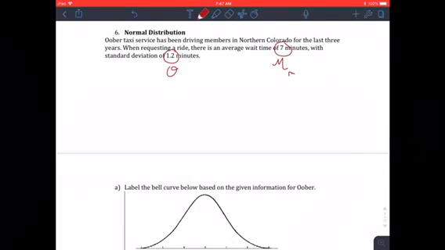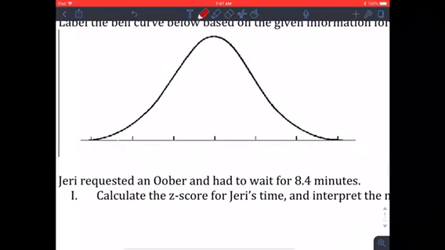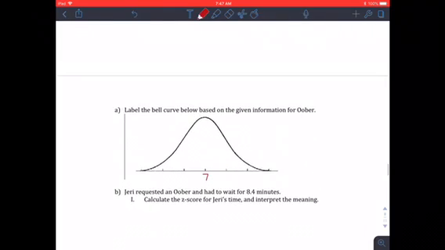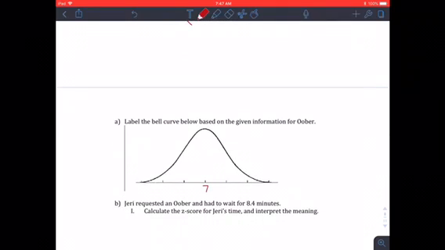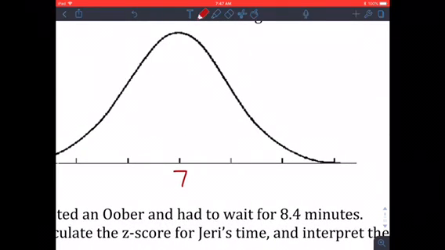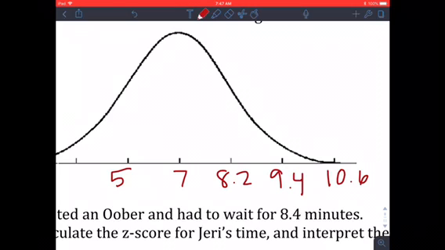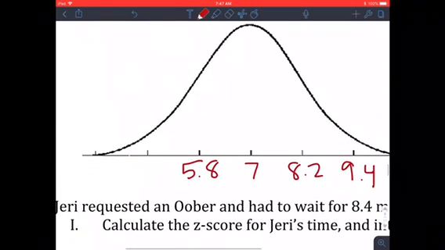Let's start with the information given to us in these problems. 7 will be your mean and 1.2 as your standard deviation. When labeling the bell curve, you will need your mean and your standard deviation, which for this problem are 7 and 1.2. 7 will be plotted on the middle line, then because of the standard deviation being 1.2, the next 3 points above 7 will be 8.2, 9.4, and 10.6. The 3 points below 7 will be 5.8, 4.6, and 3.4.